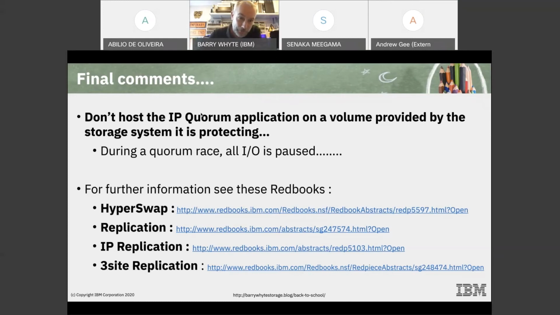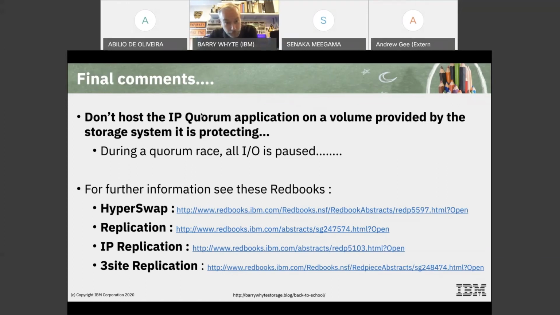It may seem obvious, but at the point that that Quorum race starts, all I/O is paused. Because that application is running and is essentially using storage from the system it's trying to protect, it cannot actually lock it. It can't make a mark. It can't write that it's locked it. And so both sites will halt at that point. This is if you didn't have a Quorum device. So just beware, don't do that.